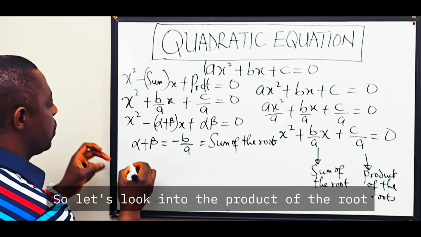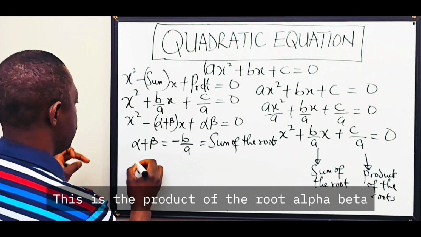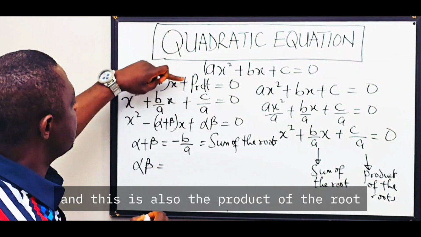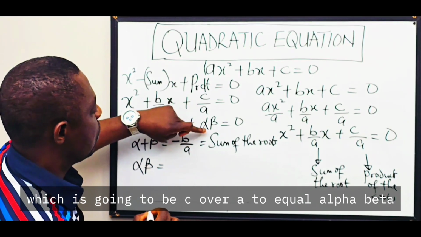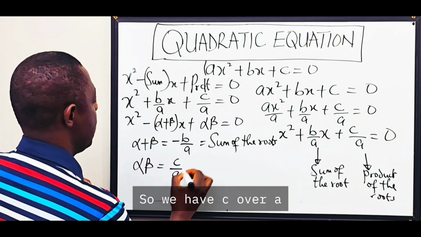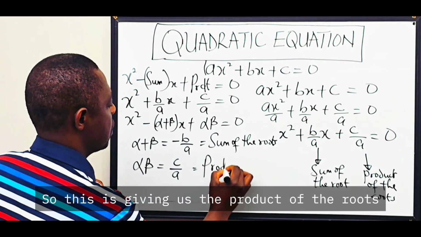That's fine. So let's look into the product of the roots. This is the product of the roots, alpha beta, and this is also the product of the roots, which is going to be c over a equal to alpha beta. So we have c over a. So this is giving us the product of the roots.